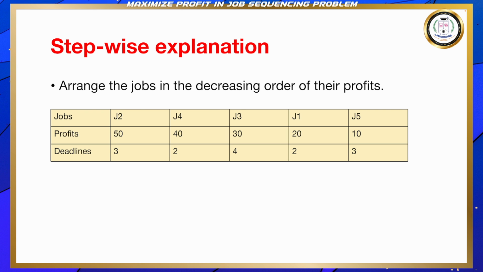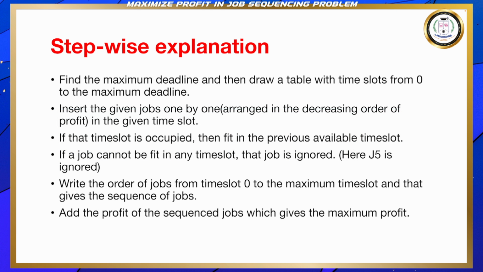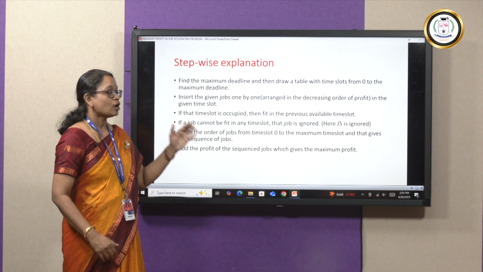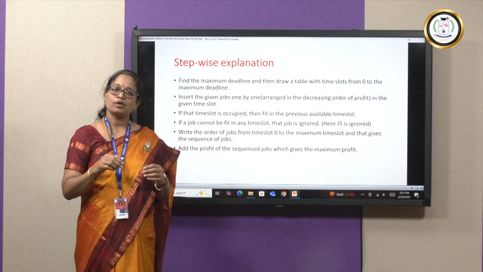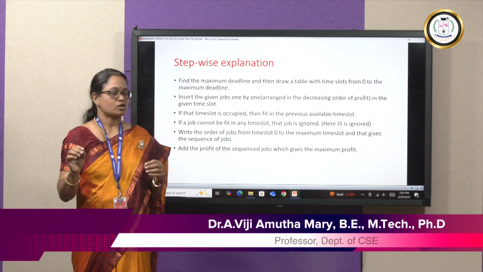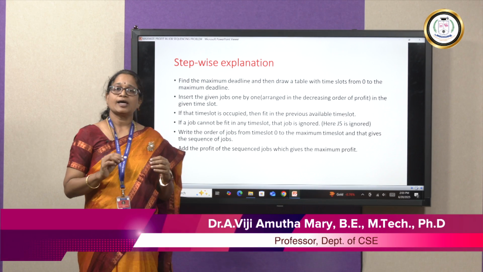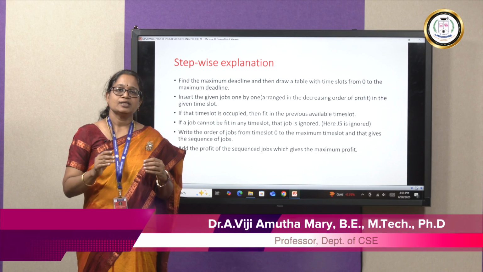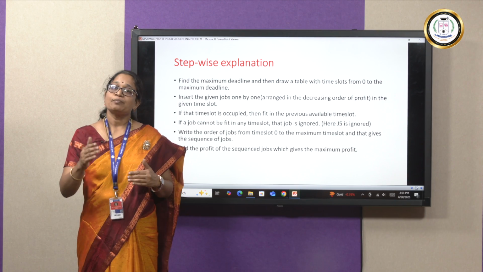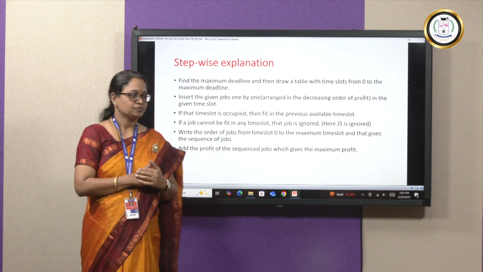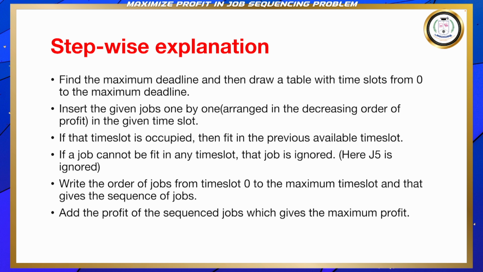We see that job 4 and job 1 have the same deadline, and the profits are arranged in decreasing order. Now the next step is to find the maximum deadline and then draw a table with time slots ranging from 0 to that maximum deadline. Now insert the given jobs one by one in the given time slots. If a particular time slot is already occupied, then try to fit the job in the previous available time slots. If a job cannot be fit in any time slot, just ignore that job.